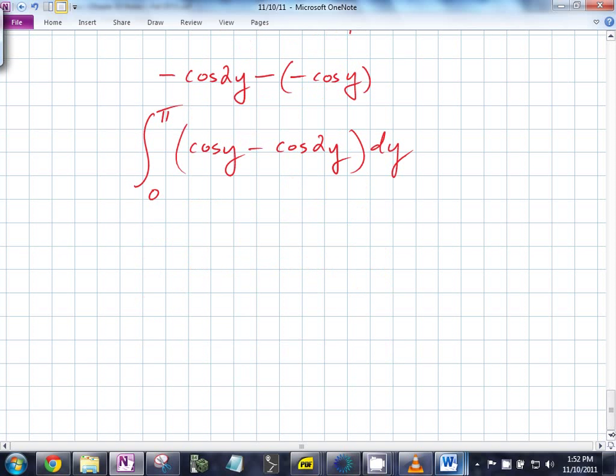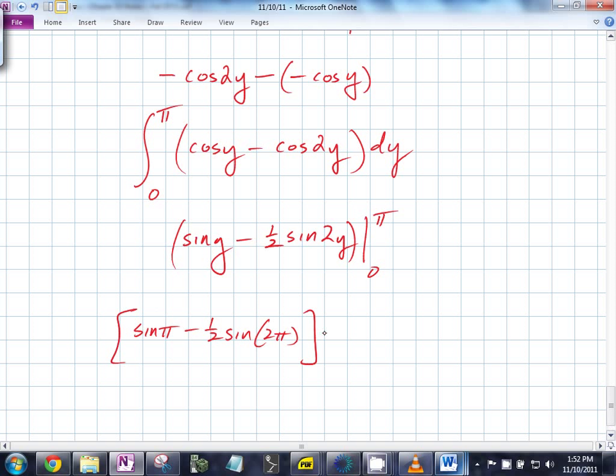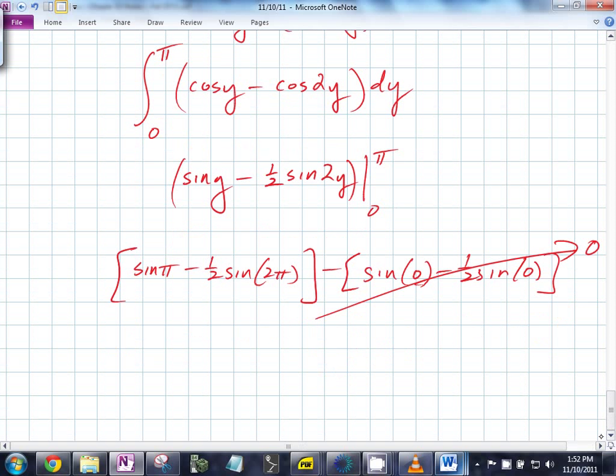Yeah, so the integral of cosine is going to be sine y minus 1/2 sine 2y, correct? And you're going from 0 to pi. So you have sine pi minus 1/2 sine 2 pi, minus 0 minus 1/2 sine of 0. What sine is 0? 0. So that whole thing is 0. What sine of pi? Minus what? 0. 1/2 of 0. So you end up with 0.